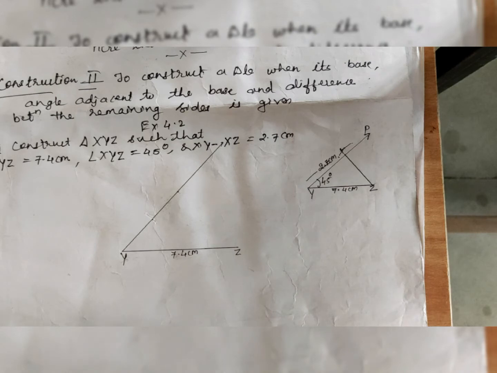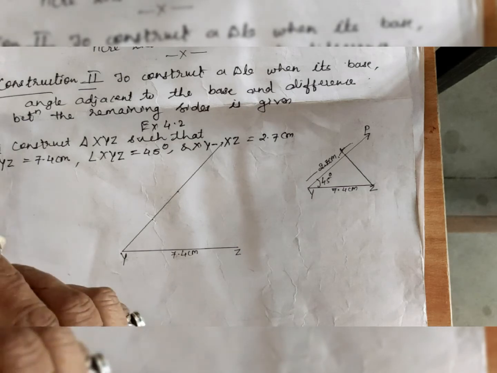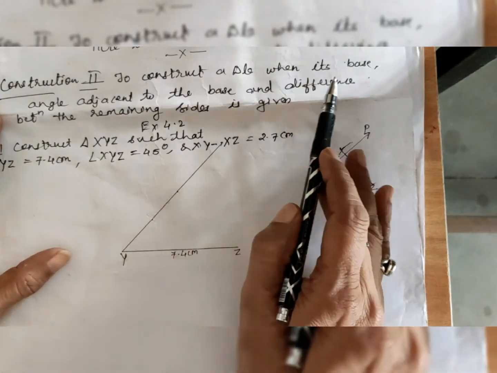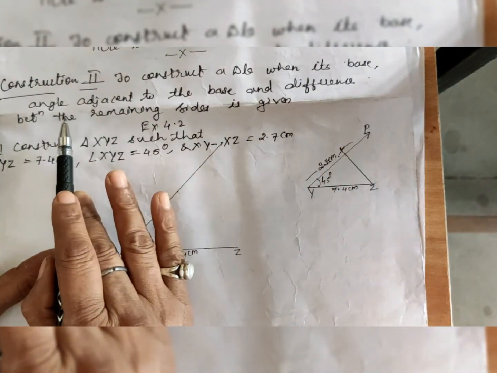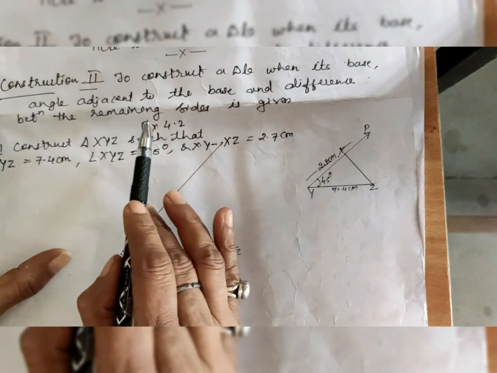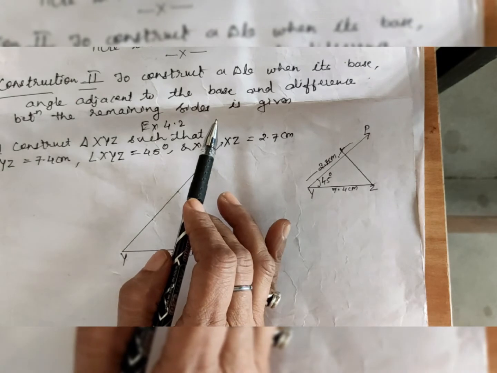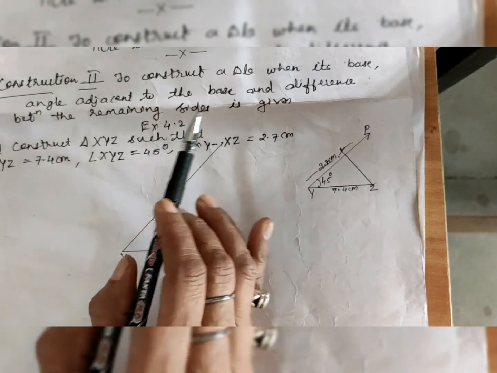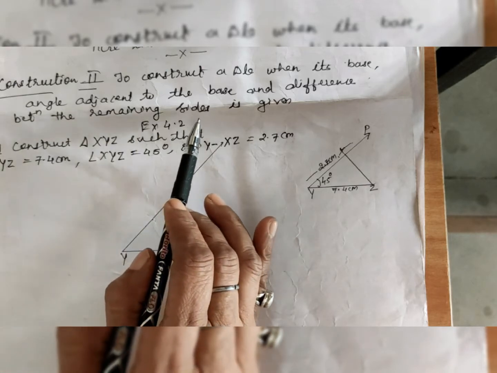Hello students, today we are going to study the second type of construction of triangle, that is, exercise 4.2. And for this type of construction, what is given? To construct a triangle when its base and the angle adjacent to the base are given and the difference between the remaining sides is given. In the previous lecture we were given the sum of two sides, and now here we are given the difference between the remaining sides.